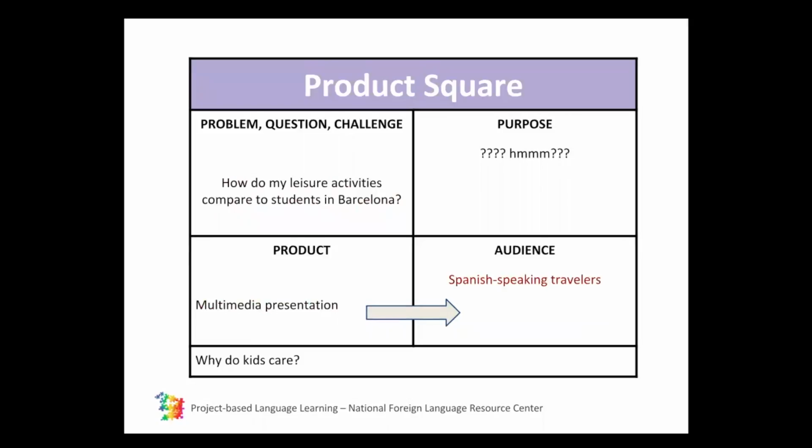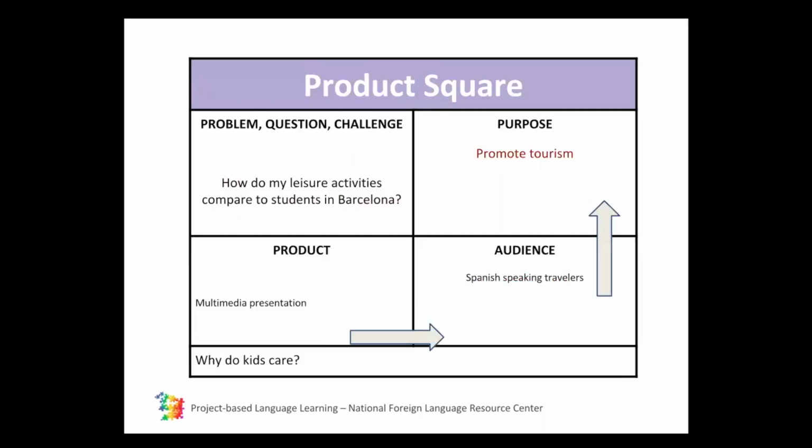How about Spanish speakers traveling, or Spanish-speaking travelers thinking about going to Hawaii? If we're talking about leisure activities, I'm thinking travel. So let's play that scenario out. Let's change it to Spanish-speaking travelers. So then it would need an authentic purpose. So what about if the purpose was to promote tourism and Spanish-speaking travelers were thinking about going to Hawaii? So what would the purpose of educating Spanish travelers about leisure activities be on the Big Island?